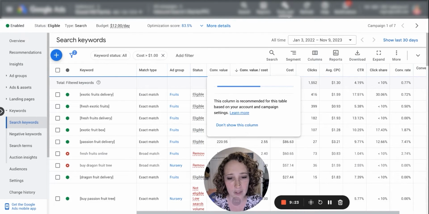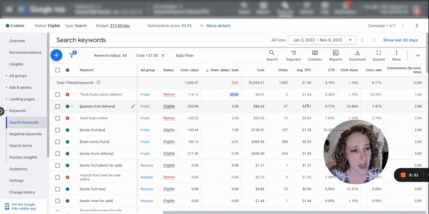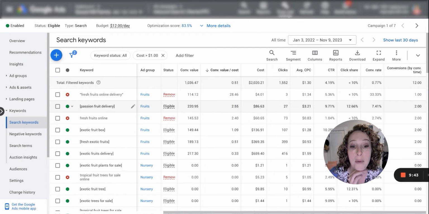If I sort by conversion value divided by cost, fresh fruit online delivery has 1 conversion at a very high ROAS. I wish we had more data here. Passion fruit delivery has 2 conversions at a pretty high ROAS. So we would like to spend more money on this one. It's only spent $86. That's interesting because it's more specific. Passion fruit delivery. Someone definitely wants to buy that.